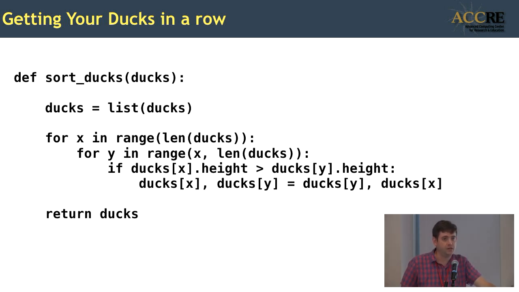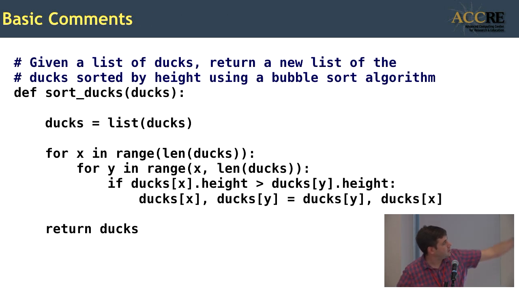So, imagine a world without docstrings. I know it's scary, but imagine if we didn't have docstrings, we might comment this function like this and say, given a list of ducks, we'll return a new list of the ducks sorted by height using something of a bubble sort algorithm. It's not exactly the textbook bubble sort, but it's got the same performance. So this is, I think, a fairly useful comment.